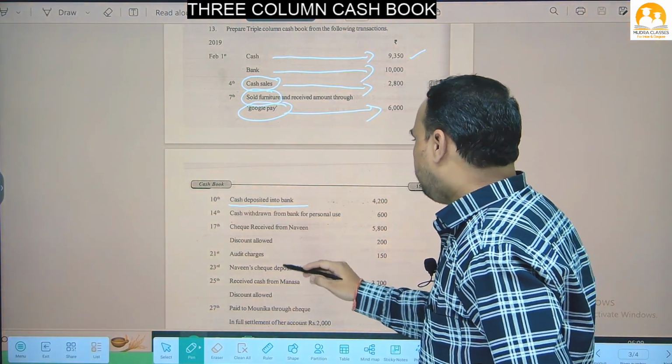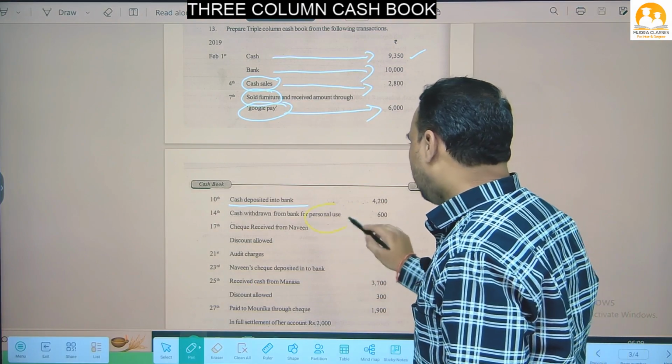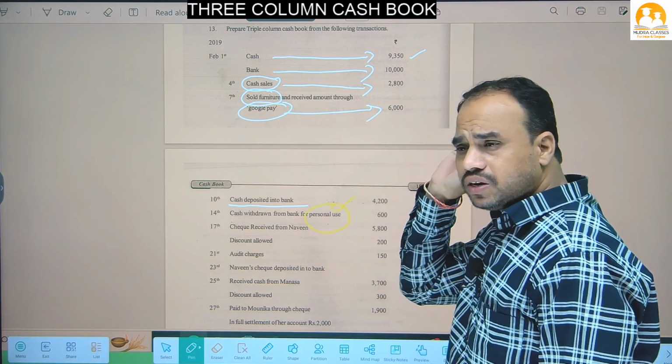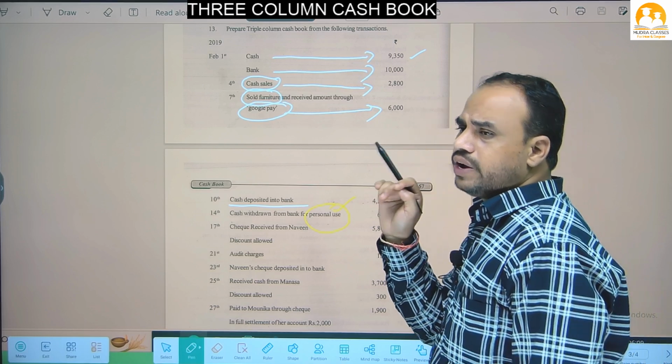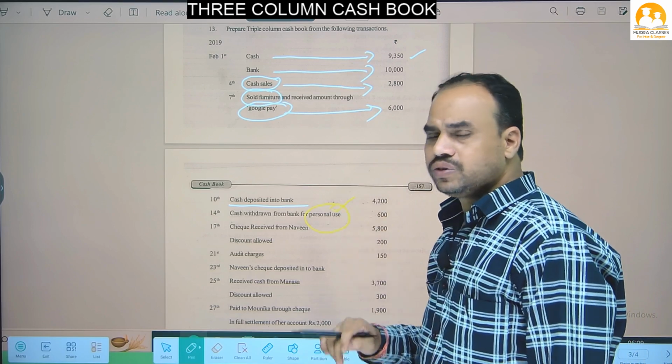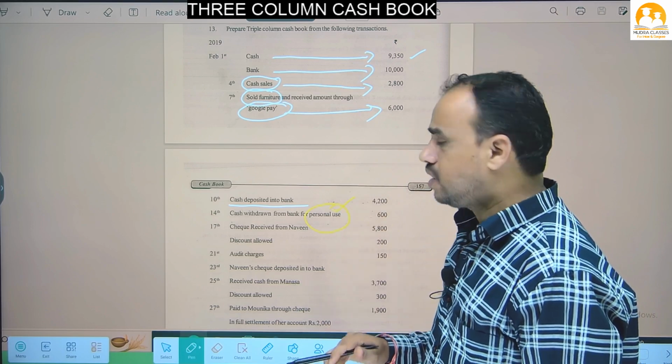Cash withdrawn from bank for personal use. What did you say here? Personal use. Personal use means he is using it for his own personal expenses. It is called drawings. Whenever personal use is given, you have to write drawings. In the previous class I told you.